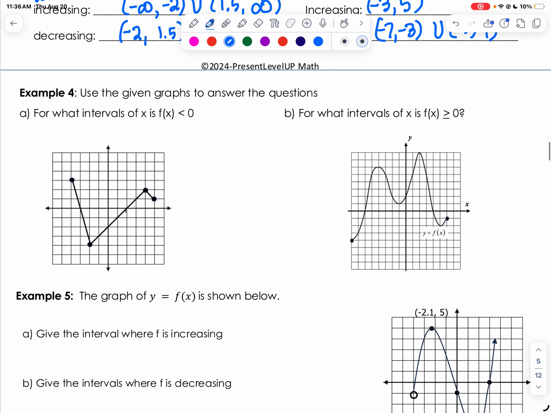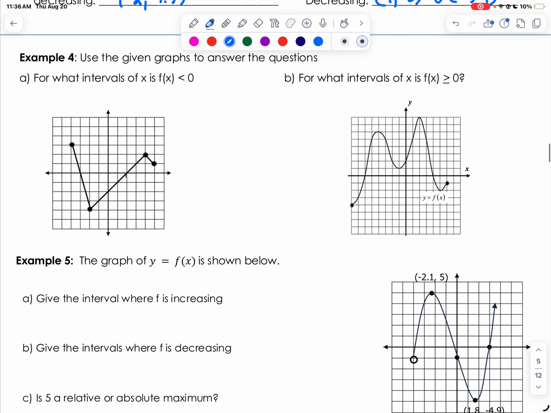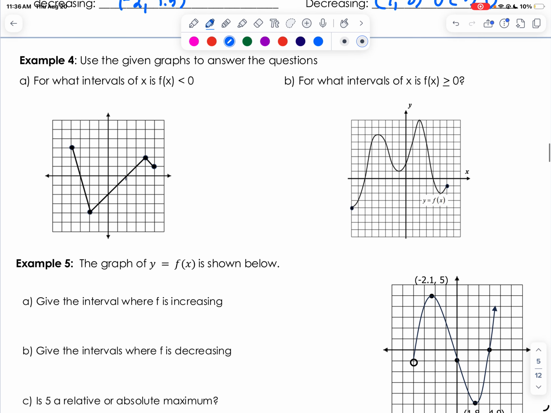Right? Example 4. Use the given graphs to answer the questions. Question A. For what intervals of x is f of x less than 0? Now remember, f of x is the same thing as y. So this is asking where is y negative? Where is y less than 0, or where is y negative?